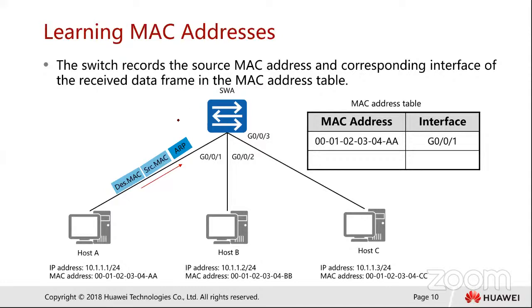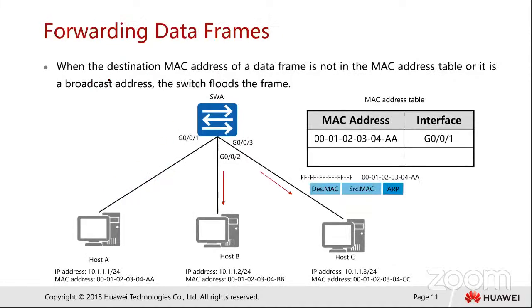So after getting the frame, remember, initially, because it doesn't know, the destination MAC address of that frame is not in the MAC address table, or it is a broadcast MAC address. So what is going to happen? The switch will flood the frames. It will send to host B, and it will also send to host C. Because it's an ARP packet, the switch is going to broadcast the packet and it goes to B and C. But as they go to B and C, the switch has taken note of the interfaces which they have used. Remember, it's a broadcast frame.